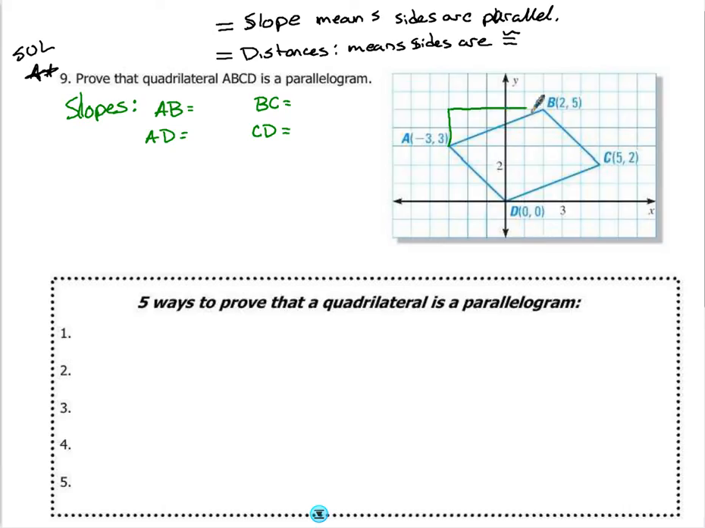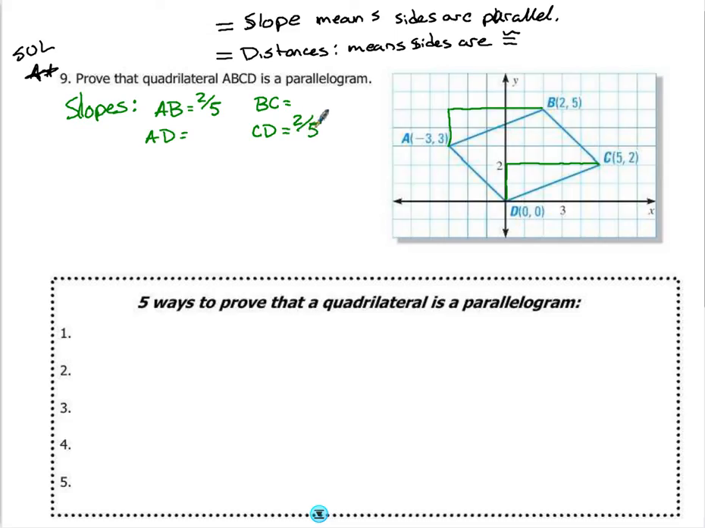Let's go ahead then and look at the side opposite of that side. So opposite of AB would be CD. Let's see if this slope is also up to right 5. So 1, 2, 1, 2, 3, 4, 5. Yes, this slope is also 2 over 5. So if the slopes are congruent, that means that my lines are parallel.